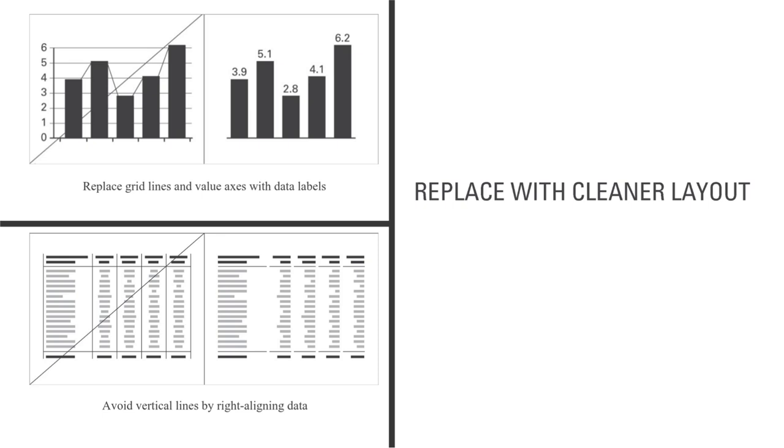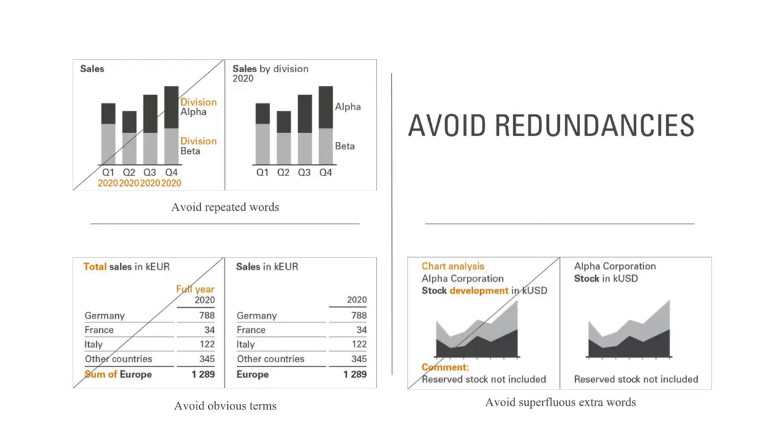If you can label a bar directly, you don't need an axis and grid lines taking up space. Avoid vertical lines. Right aligning data in tables eliminates the need for most vertical dividers. Avoid redundancies. Avoid repeated words. If every row in a table contains the word revenue, put it in the header once.